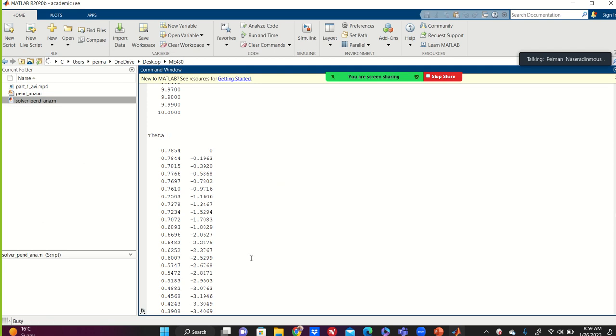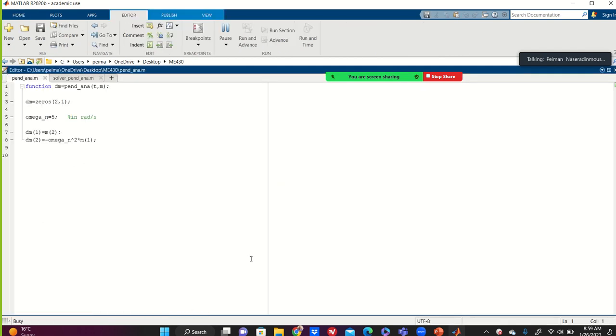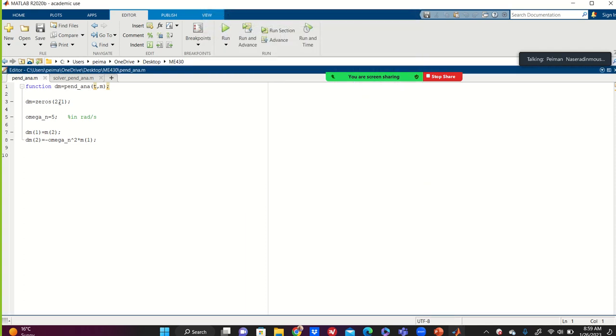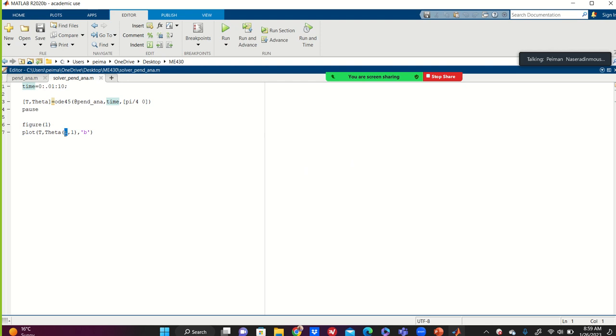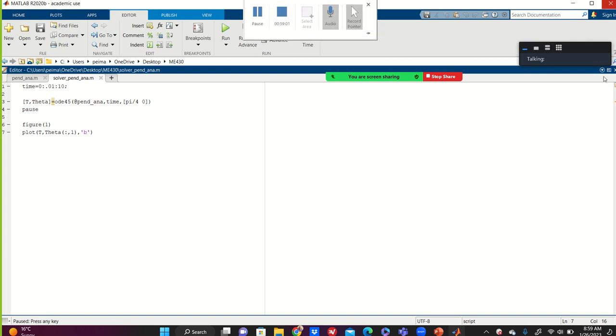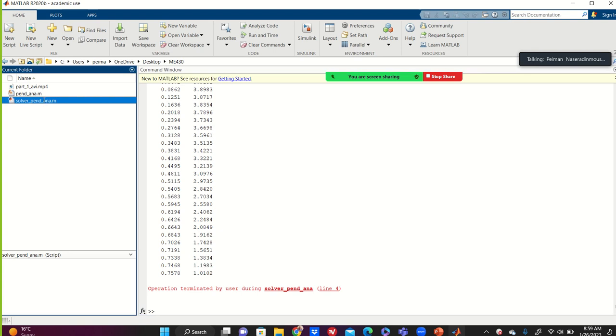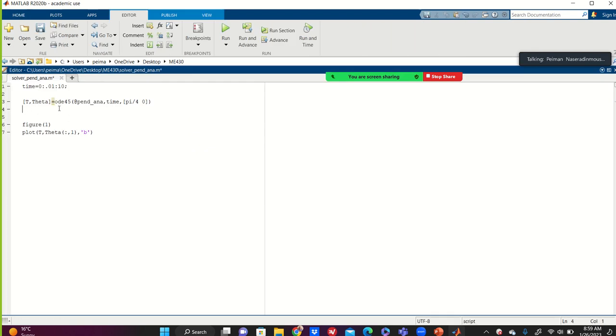Oh, I have to pause it. Okay, here we go. Oh, I don't want to show it yet. Okay, see? I'm saying plot all the rows. This means all the rows and the first column. This shows you the angle. See what I'm saying? Yes? So let us run it now. Oh, I have to remove this pause thing. So I don't want to have a pause. Okay. Now let us run it.